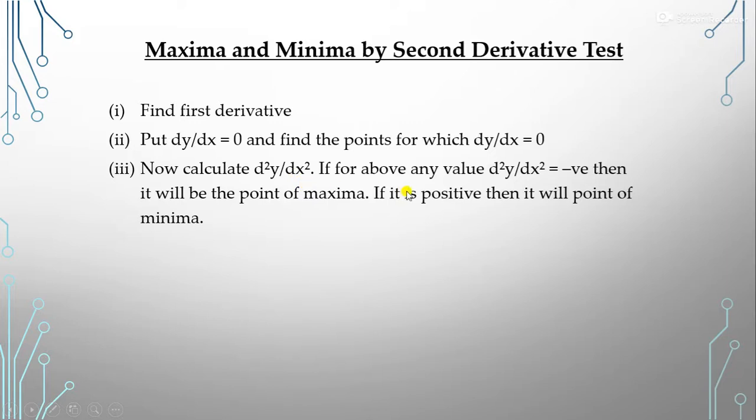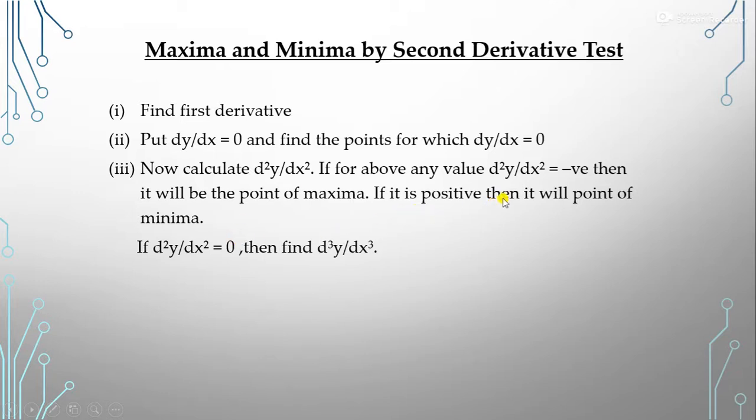If the value of d square y by dx square is negative, then it will be the point of maximum, and if it is positive, then it will be the point of minimum. So it depends on the second derivative. If your second derivative is negative, you have the maxima; at that point you have the maximum value. And if d square y by dx square is positive at that point, your function has the minimum value at that point.